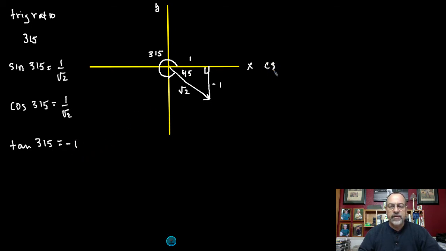And then again, the reciprocal functions: the cosecant of this 315 degree angle is the reciprocal. The secant of this 315 degree angle is the reciprocal.